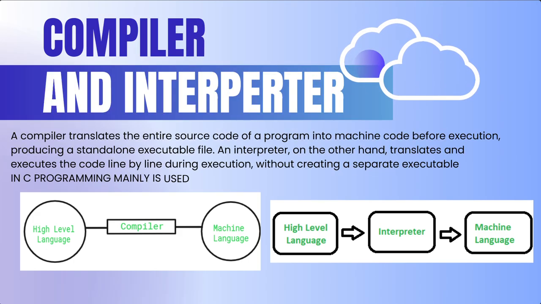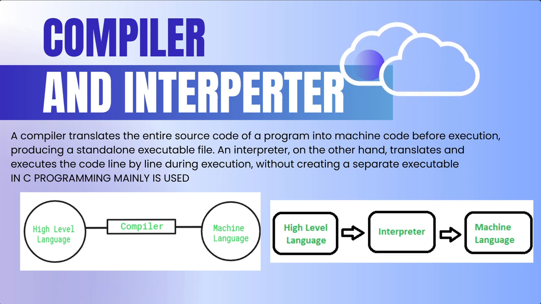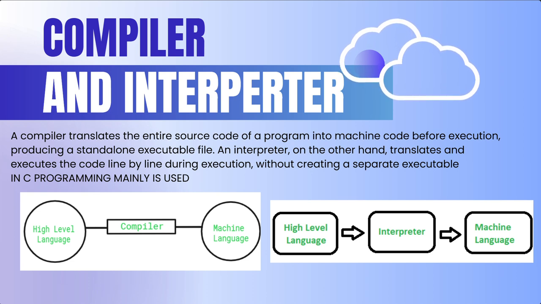So now we come to the compiler and interpreter. We will learn what these two are and I will explain the difference between them. A compiler translates the entire source code of a program into machine code before execution, producing a standalone executable file. An interpreter, on the other hand, translates and executes the code line by line during execution without creating separate executables.